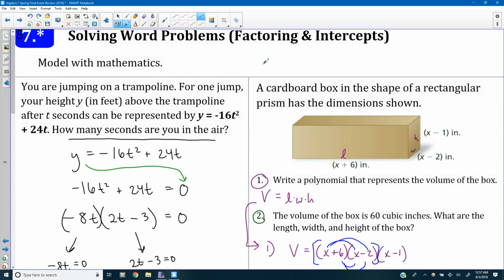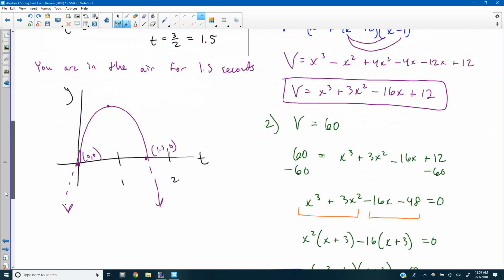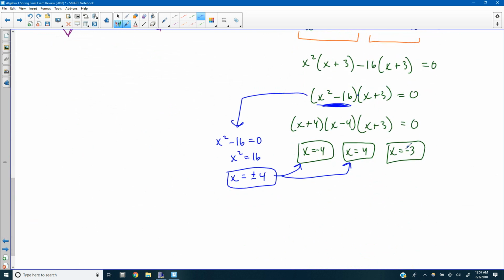Now, the thing about this problem, though, is that if you try and plug in some of the different x's into some of these, like if I plug negative 4 in, let's see what happens. Negative 4 plus 6 is 2. Negative 4 minus 2 is negative 6. You can't have a distance that's negative, so the negative 4 won't work. The negative 3 also won't work, and let's hope that the 4 works, so let's try that.